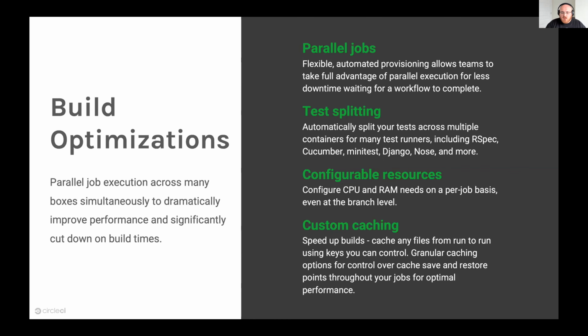Test splitting, which allows you to spread a large number of tests across multiple containers to accelerate how fast each set of tests finishes. Configurable resources allows you to tell CircleCI what kind of environment you need, whether it's a really beefy Linux machine with 16 cores and 64 gigs of RAM, or a macOS machine with 12 cores and 32 gigs of RAM. CircleCI has the right machine for your needs. Lastly, CircleCI has caching. Caching allows you to speed up your builds by saving common dependencies from run to run. Gone are the days of waiting 30 minutes for just dependencies to install.